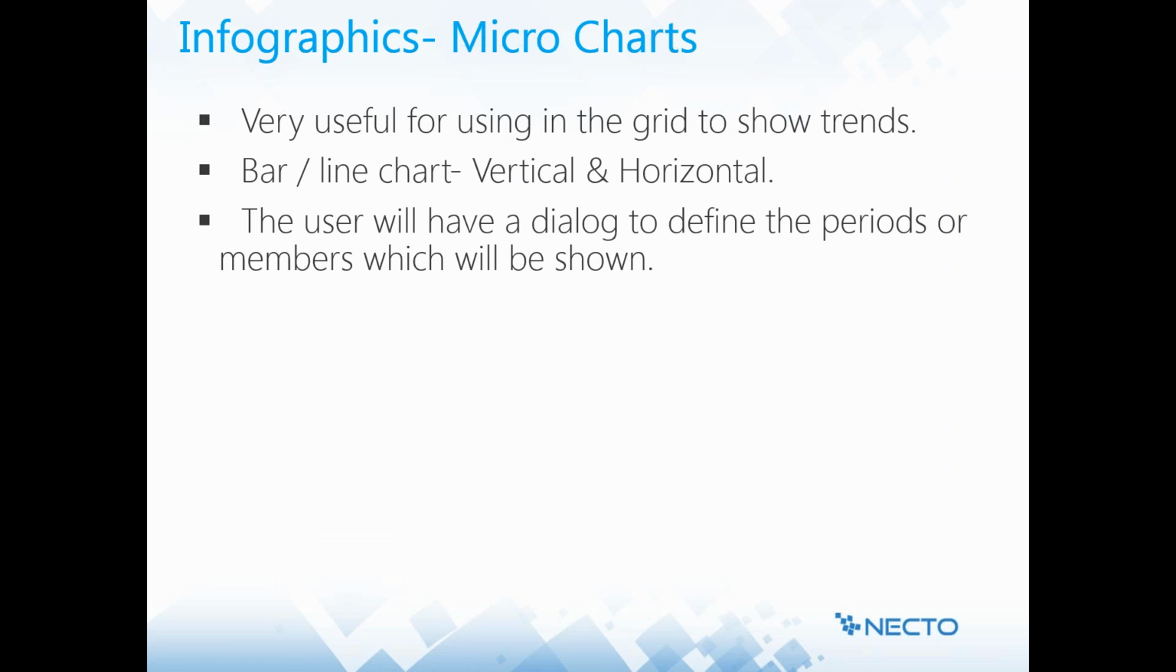Microcharts. It is very useful in a grid to show trends. You can add a bar or a line chart, vertical or horizontal, and show this chart like in Excel inside a cell of a grid. So you can show trends of different members and cell coordinates. The user will have a dialog to define the periods or members that will be shown in this microchart. Again, this is defined in the infographics, and you can add it to your grid or just to your canvas in the dashboard. You will see nice charts over there.